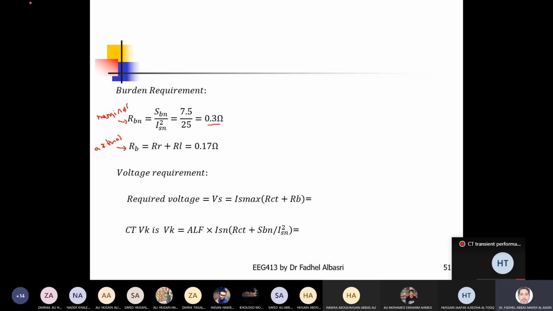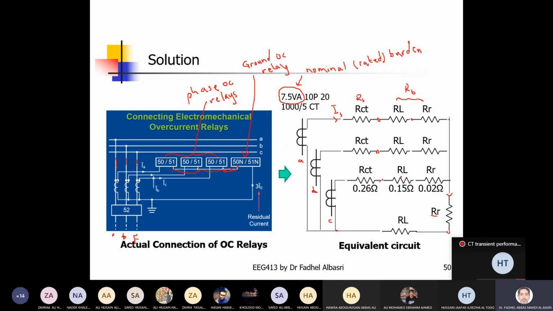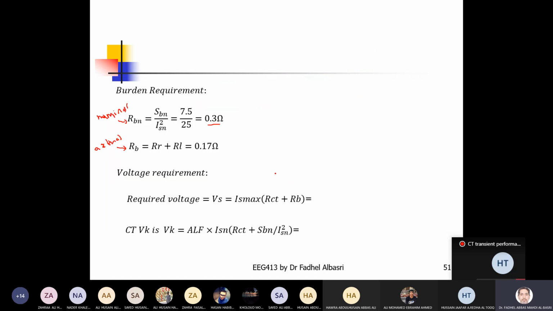Now, this is the R relay burden plus the lead burden. If you add them, 0.15, 0.02, which is 0.17.